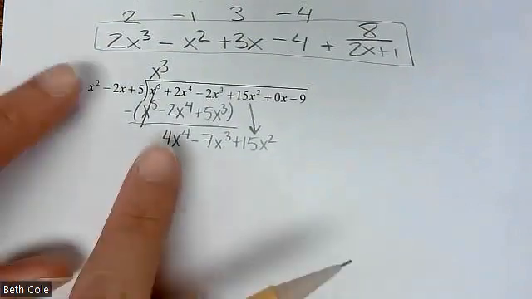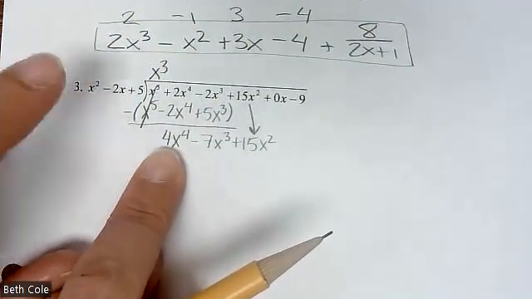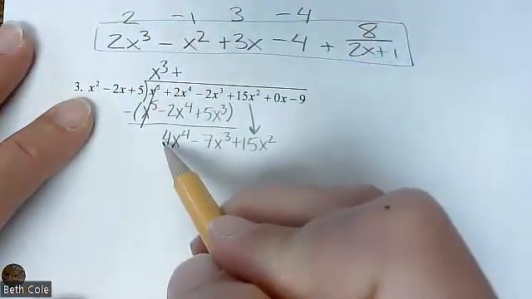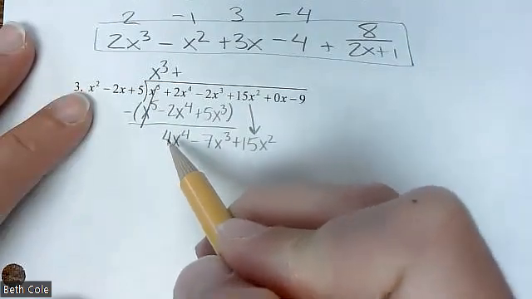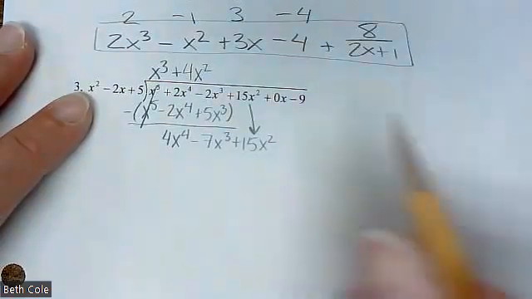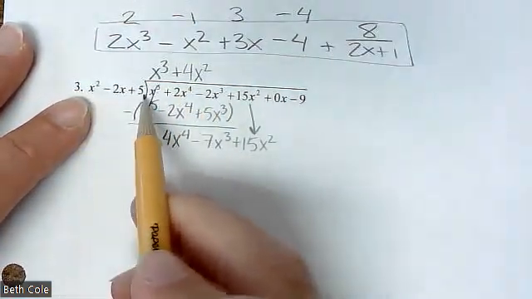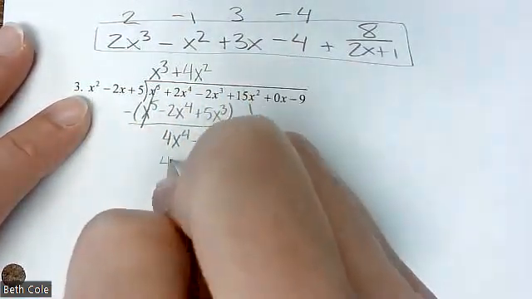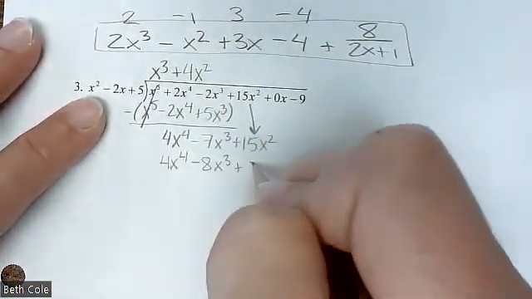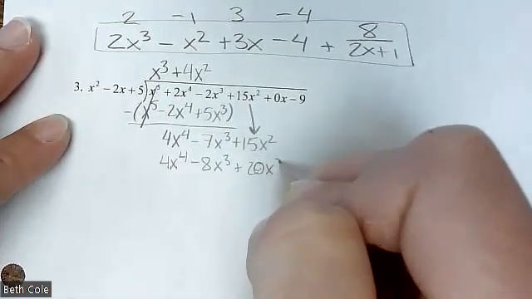All right, so now we're comparing these. How do you turn an x squared into a 4x to the 4th? What would you have to multiply by? Four x squared. Good. Okay. And you're going to distribute a 4x squared through there. That's going to give you 4x to the 4th minus 8x to the 3rd plus 20x squared.